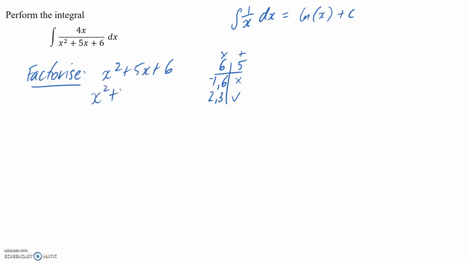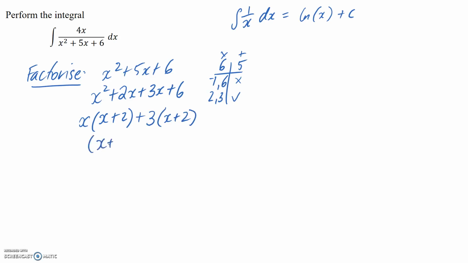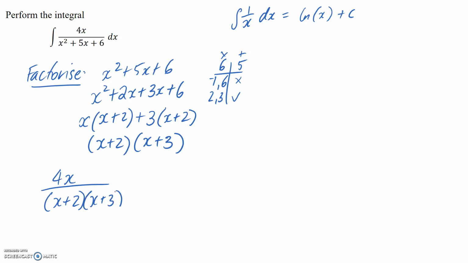So I'm going to get x squared plus 2x plus 3x plus 6. All I've done is split this into two different parts here. So now I need to factorize. Putting the first two terms together, I get x outside of x plus 2. And putting these two terms together, the common factor is 3, so it's going to become x plus 2 inside the bracket. Putting it all together, I'm going to get x plus 2, x plus 3 for my factorization. So that can replace the bottom line here. So we're going to have the integral of 4x divided by x plus 2, x plus 3.